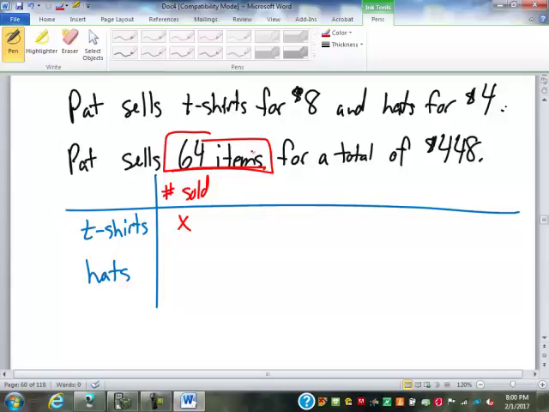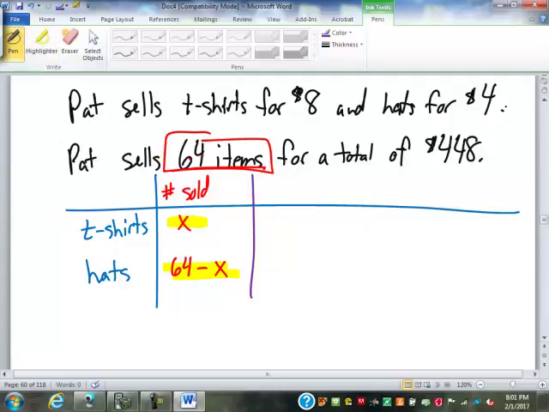54. How'd you get 54? Did the 64 minus 10, right? So the number of hats sold is 64 minus the number of t-shirts sold. So 64 minus X. A little bit different than anything we've seen so far. Any questions there on where those come from?